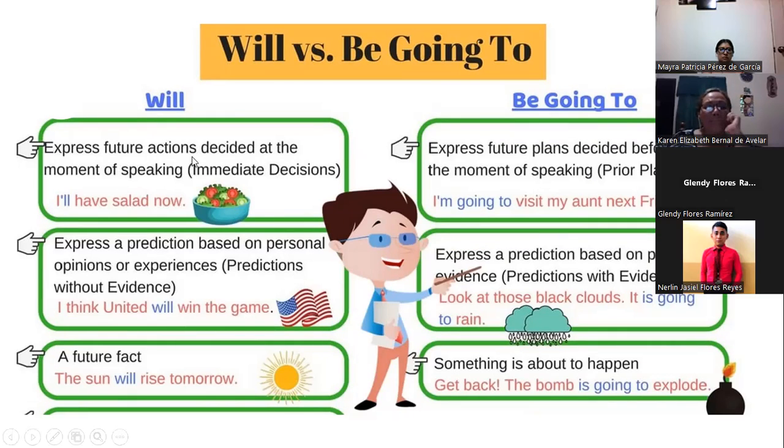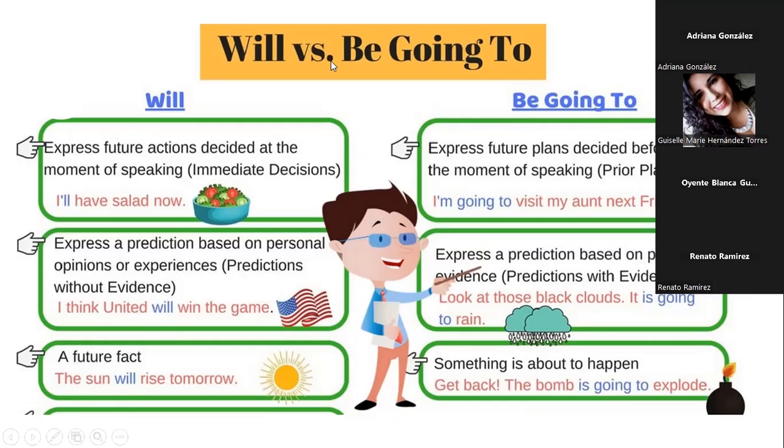Express future action decided at the moment of speaking. Immediate decisions. I'll have salad now. Second point. Express a prediction based on personal opinions or experiences, prediction without evidence. I think United will win the game. A future fact: the sun will rise tomorrow. Okay, thank you, Saul.